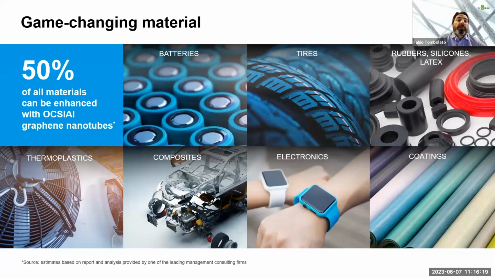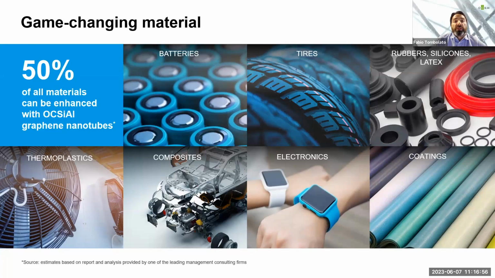Before concluding, let me share with you an overview of the current application, the most intriguing one, of nanotubes. It has been estimated that more than 50% of all material could be enhanced using graphene nanotubes. Graphene nanotubes are now used in the batteries. They will play a crucial role in the EV transition, and they are used in the batteries to increase the energy density storage. Graphene nanotubes are also used in tires, not only to bring electrical properties, but to improve the mechanical properties of the tire.